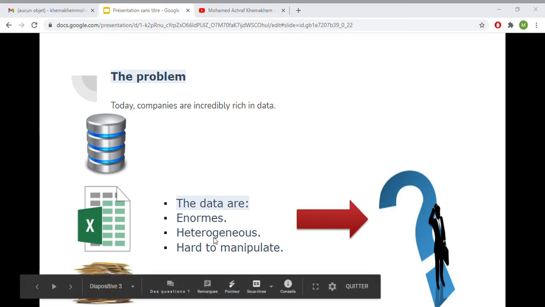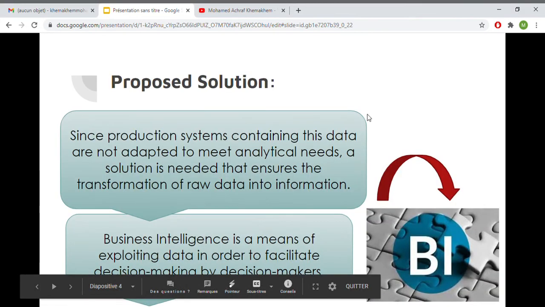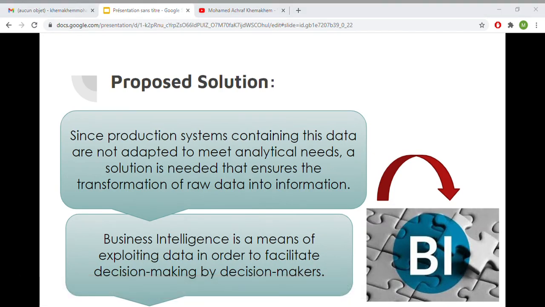So what is the solution? We propose a simple solution, which is a business intelligence solution, since the production systems containing this data are not adapted to meet analytic needs. Business intelligence is a means of exploiting data in order to facilitate decision making by decision makers.